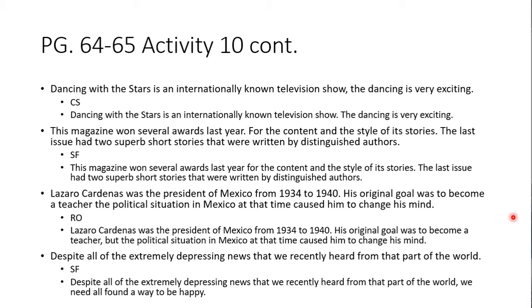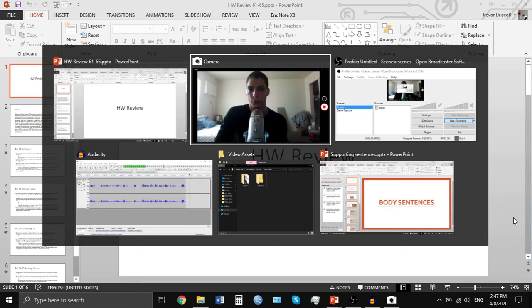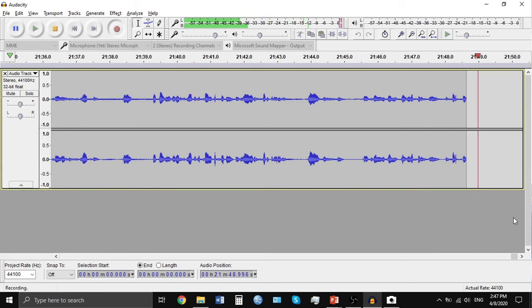Right, so that is activity 10 from the homework. So that's all the answers for the homework. Again, you could fix a lot of those errors in a bunch of different ways. You didn't need to have my answers exactly, but those are just some examples of how you could fix those errors and an explanation of why those things in those sentences were, in fact, errors.